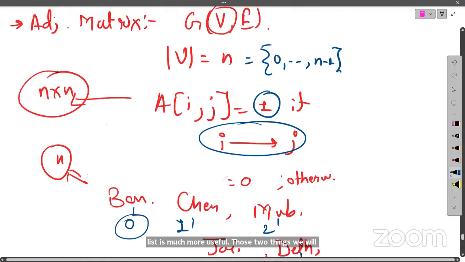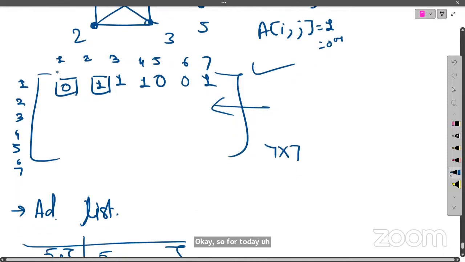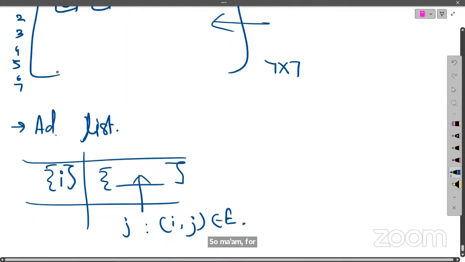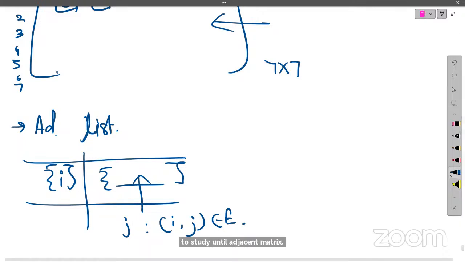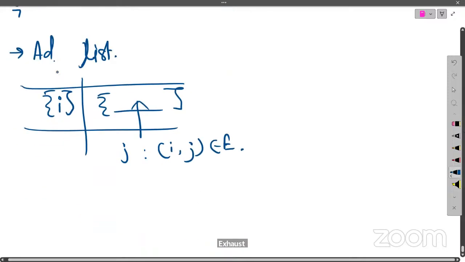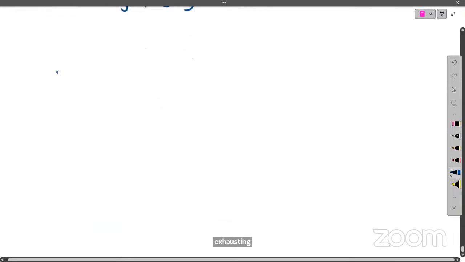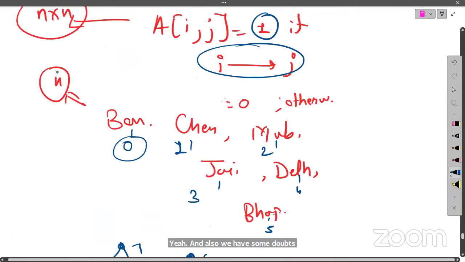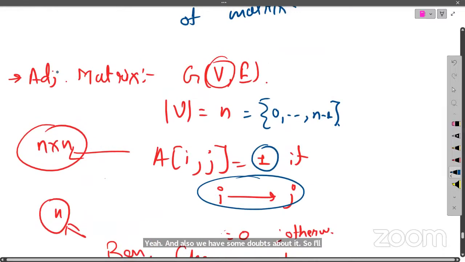So for week number 10, you have to study until the adjacency matrix. We still have BFS, DFS, and topological sorting. Will you study those tomorrow? Yes, tomorrow we'll study, because I'm exhausted, it's already 10. Also, we have some doubts about quizzes and all. So I'll take those and we will continue in the next session too. Don't worry about that.